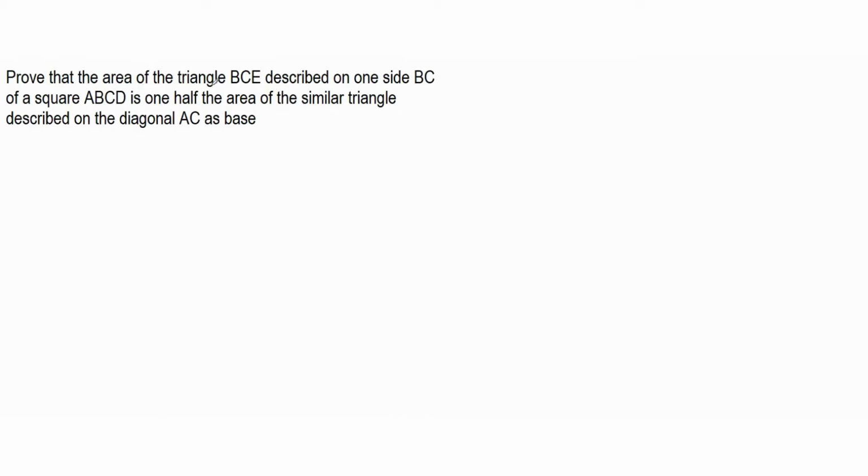Prove that the area of the triangle BCE described on one side BC of a square ABCD. So we need to draw a square. Let us label the square as ABCD. So ABCD is a square. Prove that the area of triangle BCE described on one side of the square is equal to 1/2 the area of similar triangle described on diagonal AC as the base.